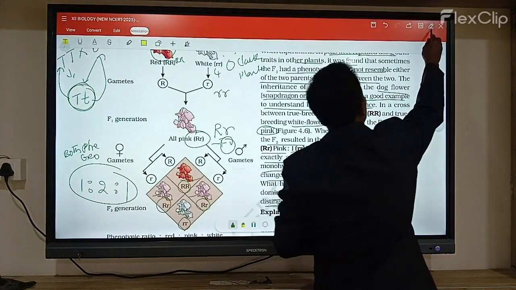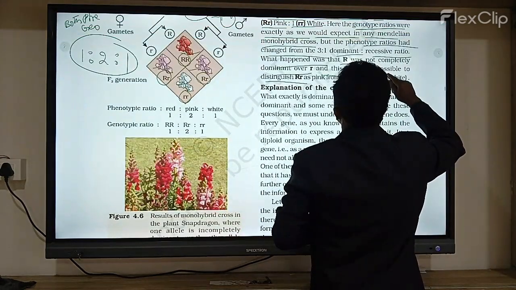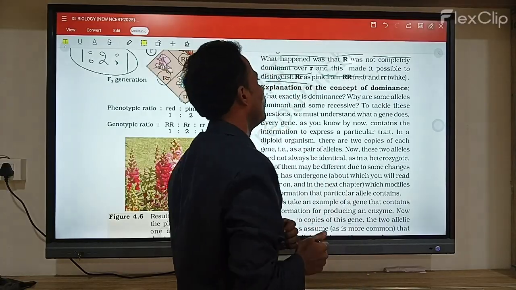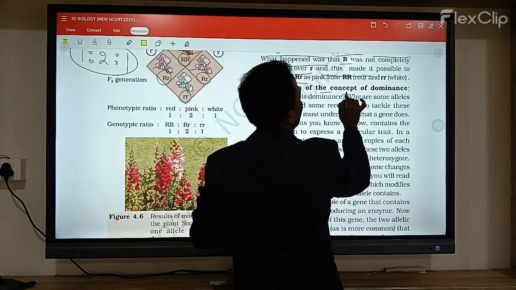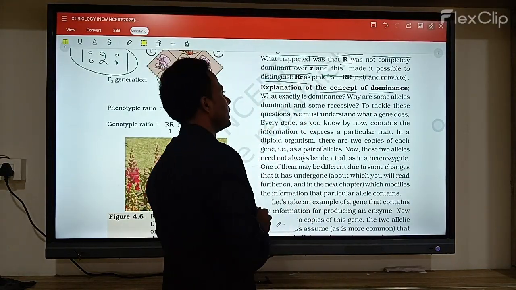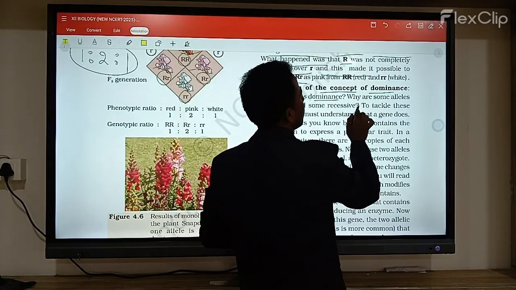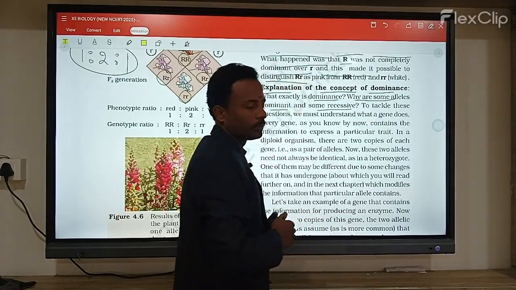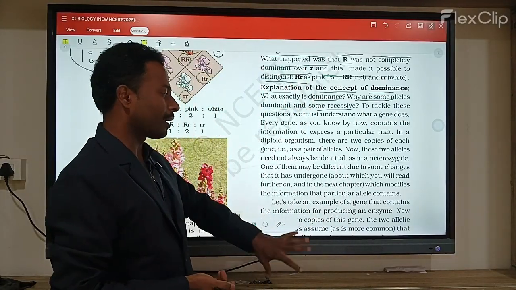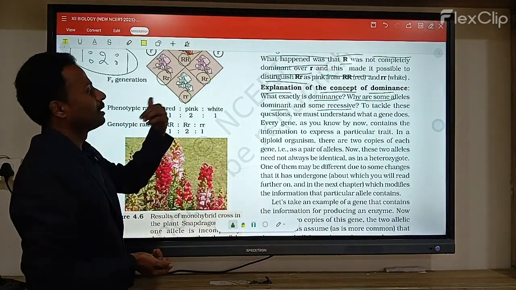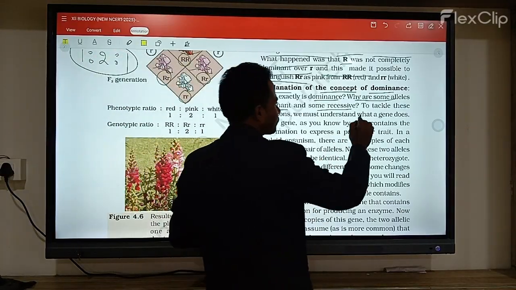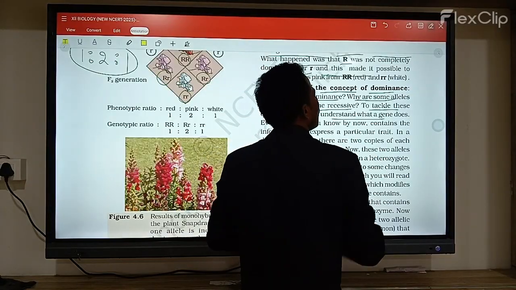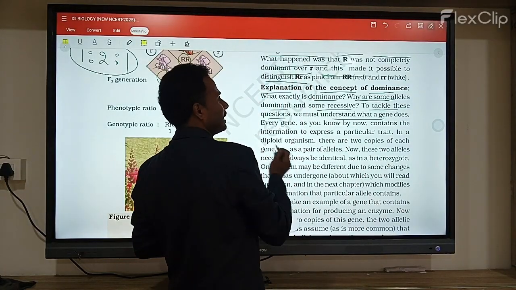Next, what is exactly the definition of dominance? Explanation of the concept of dominance. Why are some alleles dominant and some alleles recessive? When you see here, some characters are dominant, some are recessive. Why? To tackle this question, we must understand what the genes do.